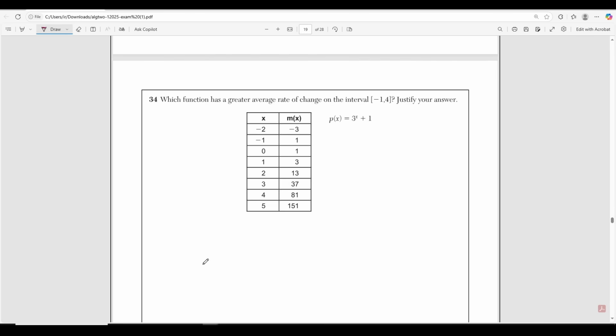You know that the average rate of change is f of a minus f of b divided by a minus b.